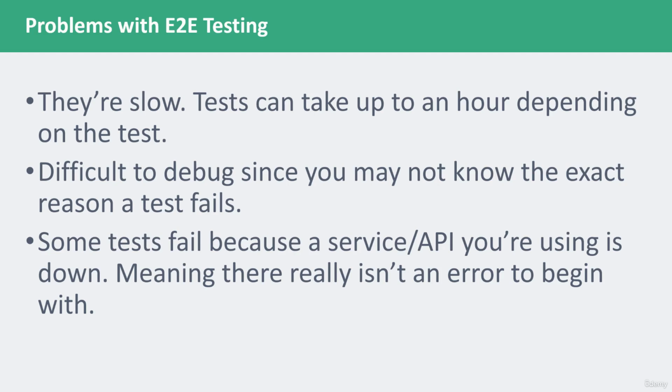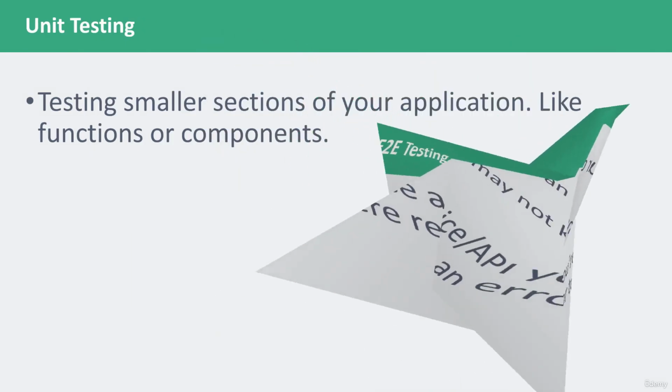Your app could be working fine, but one of the APIs you're using could be down during a test. This downtime can cause a test to fail. One day a test will work, and the next day it may not. Generally, end-to-end tests are not the most reliable way to test an application. Most developers who write tests don't rely on this type of testing for their application.